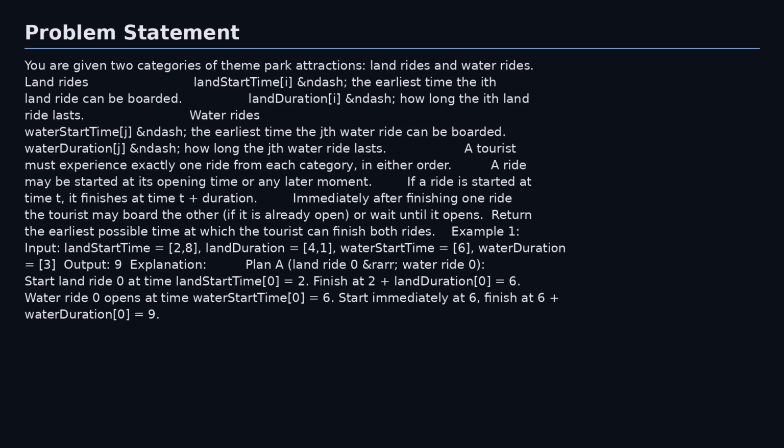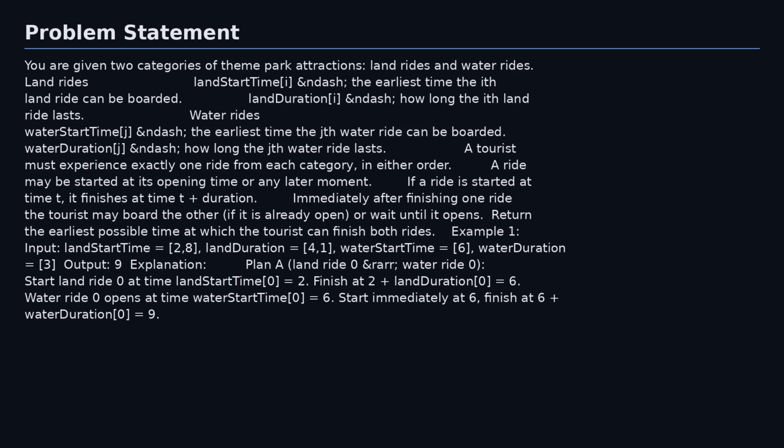The problem asks us to find the earliest finish time for land and water rides. We're given 4 arrays: land start time, land duration, water start time, and water duration. The goal is to find the minimum finish time by considering all possible combinations of land and water rides. So, let's think about the intuition behind this problem.